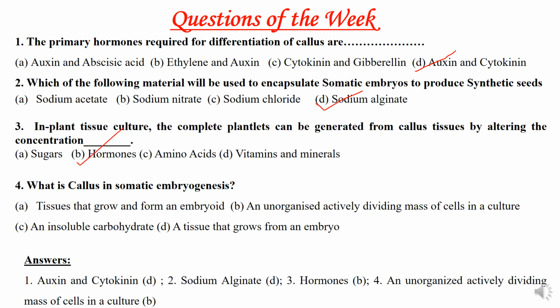Then, what is callus in somatic embryogenesis? First option, tissues that grow and form an embryoid, no. An unorganized actively dividing mass of cells in a culture, yes, it is the right answer, because callus is an unorganized actively dividing mass of cells in a culture. Then option C, an insoluble carbohydrate, no. Then the fourth, a tissue that grows from an embryo, no. The only answer is an unorganized actively dividing mass of cells in a culture.